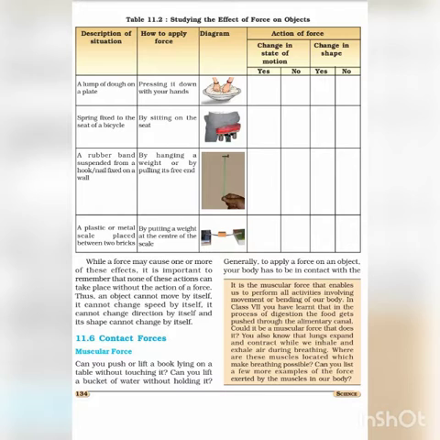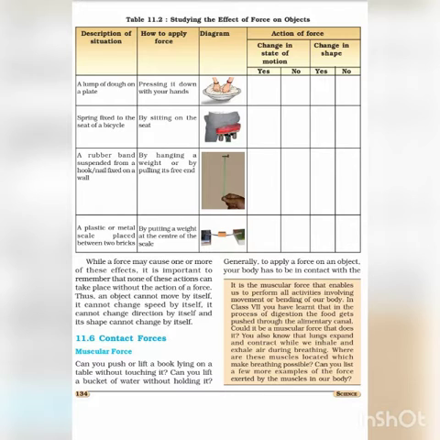Refer to the table given, 11.2. The first example is a lump of dough that has to be pressed by hands. The shape of dough is changed by applying force. The second example is a spring which is fixed on a bicycle seat. When we sit, the spring is pressed and the shape is changed. When the force is removed, it comes back to the original position. Next, a rubber band suspended from a hook fixed on a wall. The shape changes by pulling it or by hanging a weight.